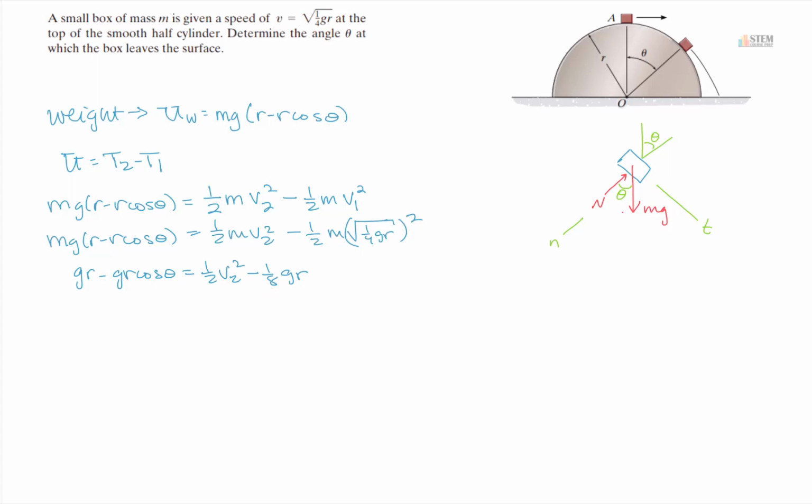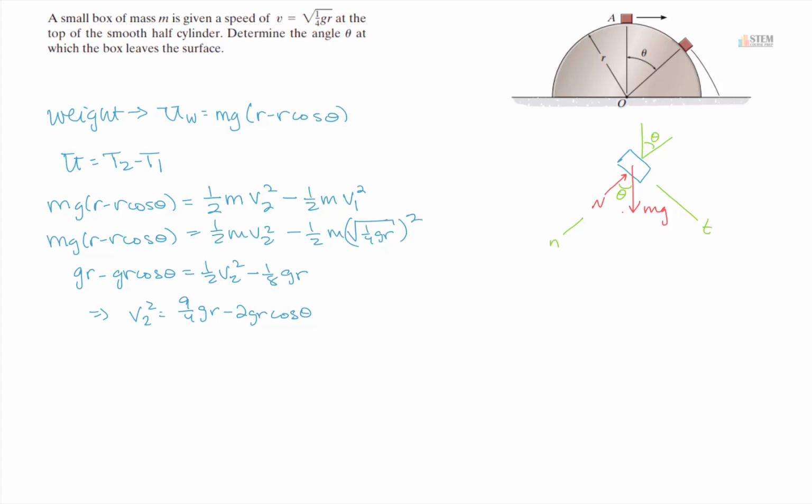So now we've got this. We need to solve for v2 because that's what I'm looking for, right? I need to know the speed right here when we're going to leave the surface. So let's go ahead and solve for v2. And we'll just leave it as v2 squared for right now. And that is going to end up being 9/4 times gr minus 2gr cosine theta. Right, so that's what you'll get after you do the algebra there.